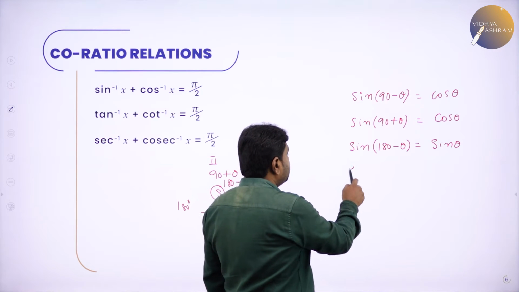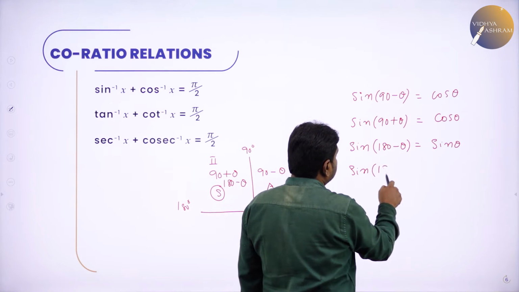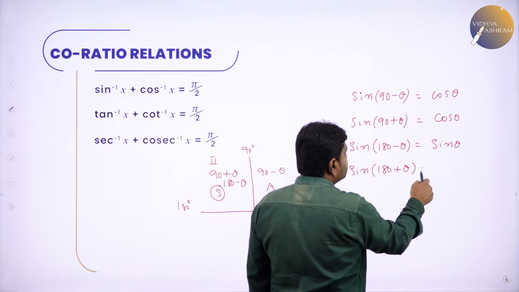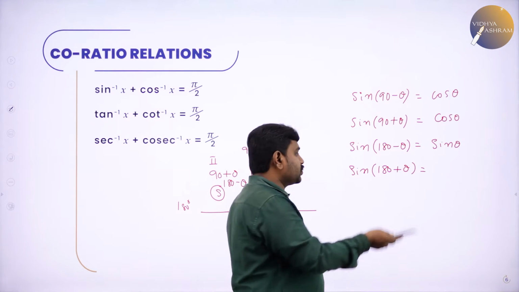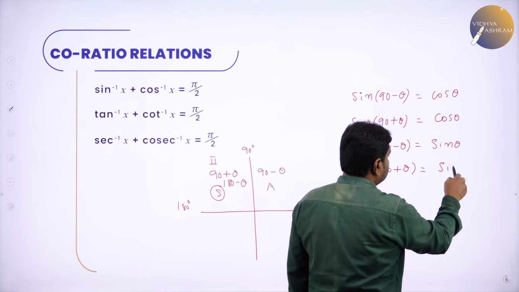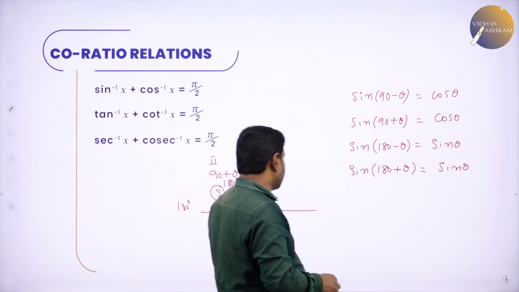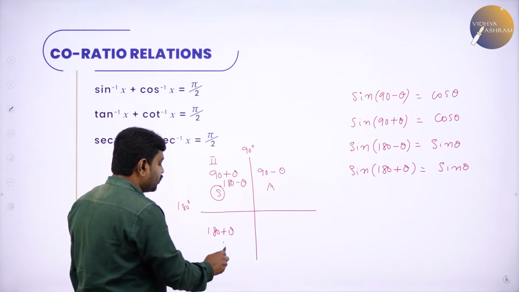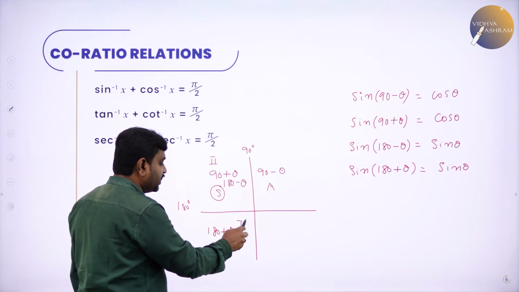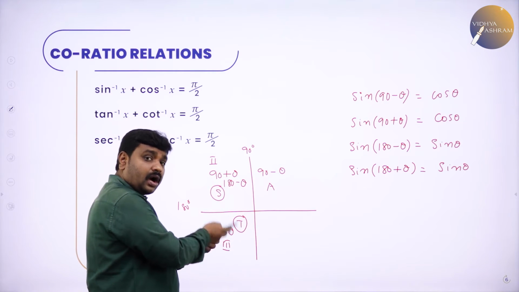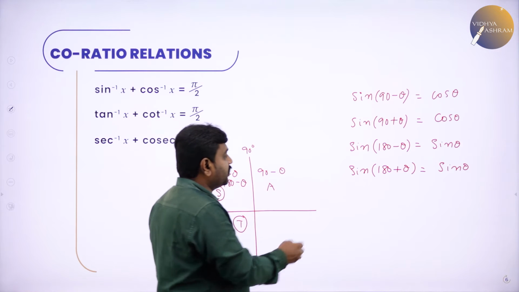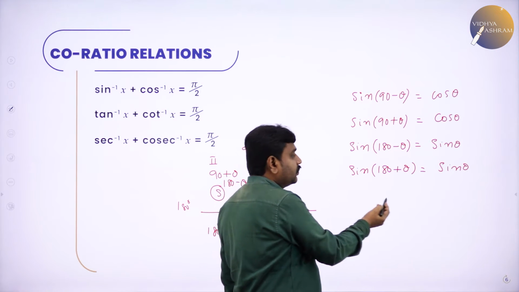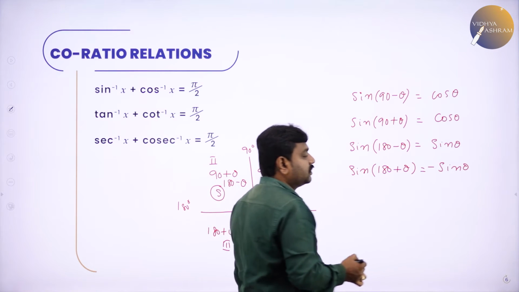And then sine of 180 plus theta. Again for 180 and 360 the function does not change. So the question is sine, your answer is also sine theta. And 180 plus theta lies in which quadrant? Third quadrant. In the third quadrant, what is the alphabet? T. If your question is tan or cot, then it is positive. But your question is not tan. So minus.